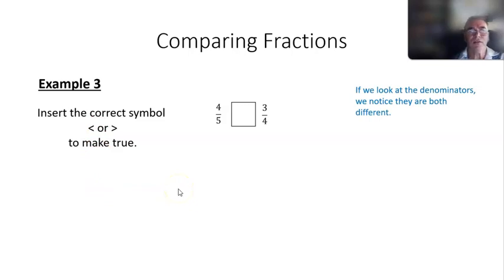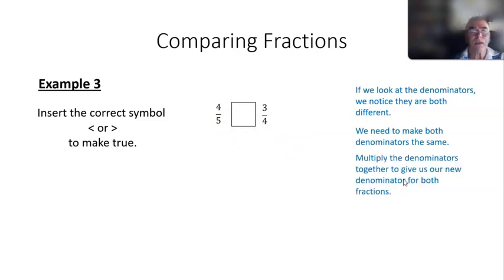So again, look at the denominators and see if they're the same, and we'll notice that the 5 and the 4 are not the same. The denominators are the ones down the bottom. So what we need to do is make them both the same. So let's multiply the denominators together to give us our new denominator for both fractions. So 5 times 4, remember our denominators, 5 times 4 is 20. So we're going to make both fractions out of 20.